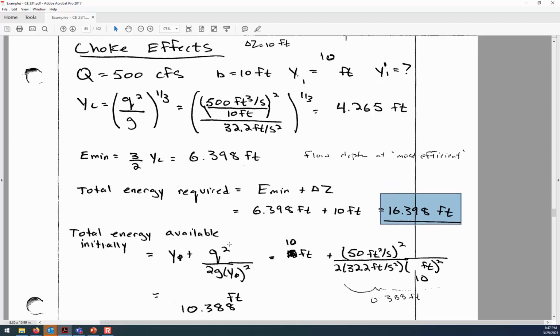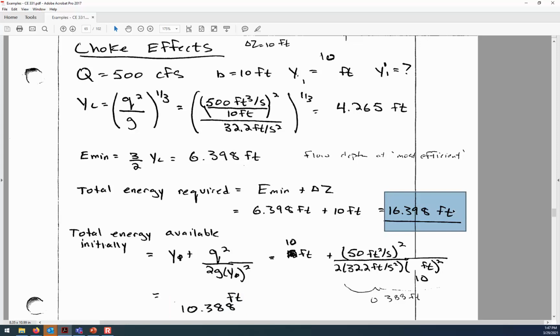So how much energy is available initially? So it's going to be the flow depth of 10 feet and then the velocity head. And the initial velocity head I've expressed in terms of the flow per unit width. With some practice of that, what you'll find is that there's 0.388 feet of head at this particular flow depth configuration. So there's less available energy than how much is required.